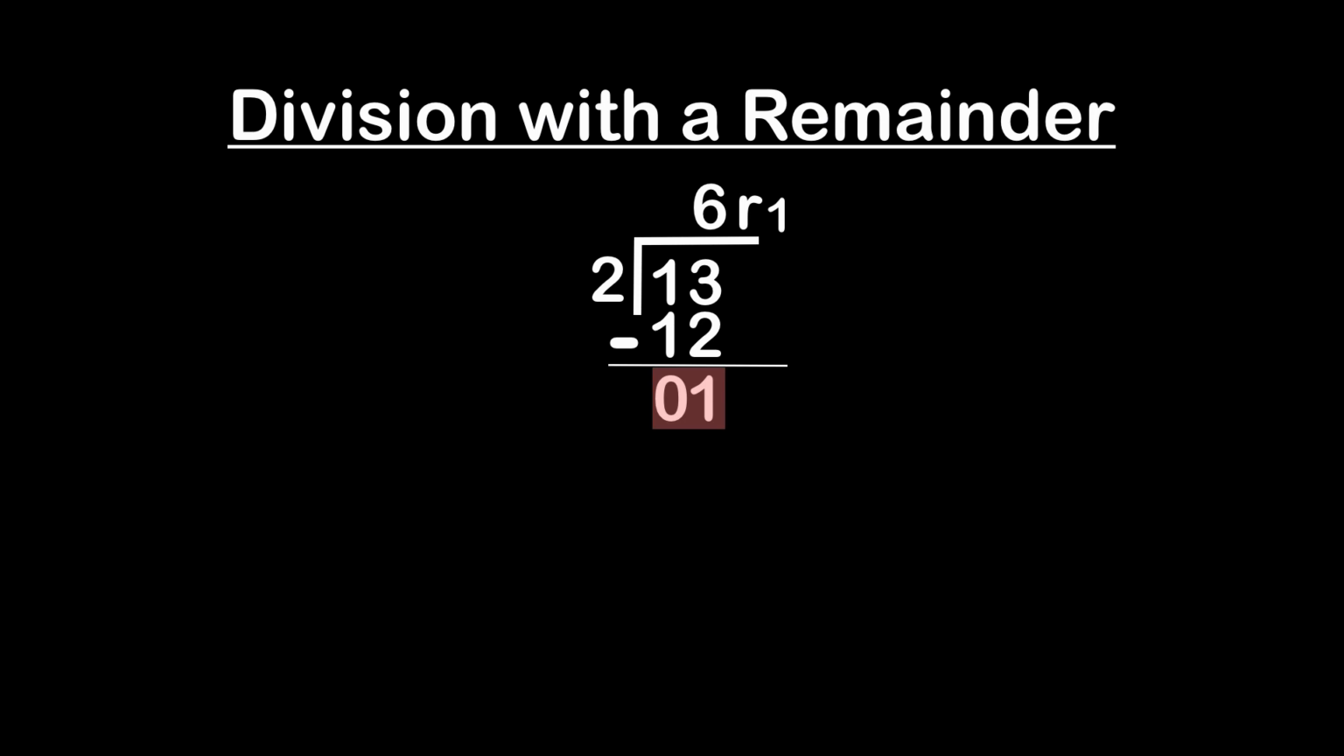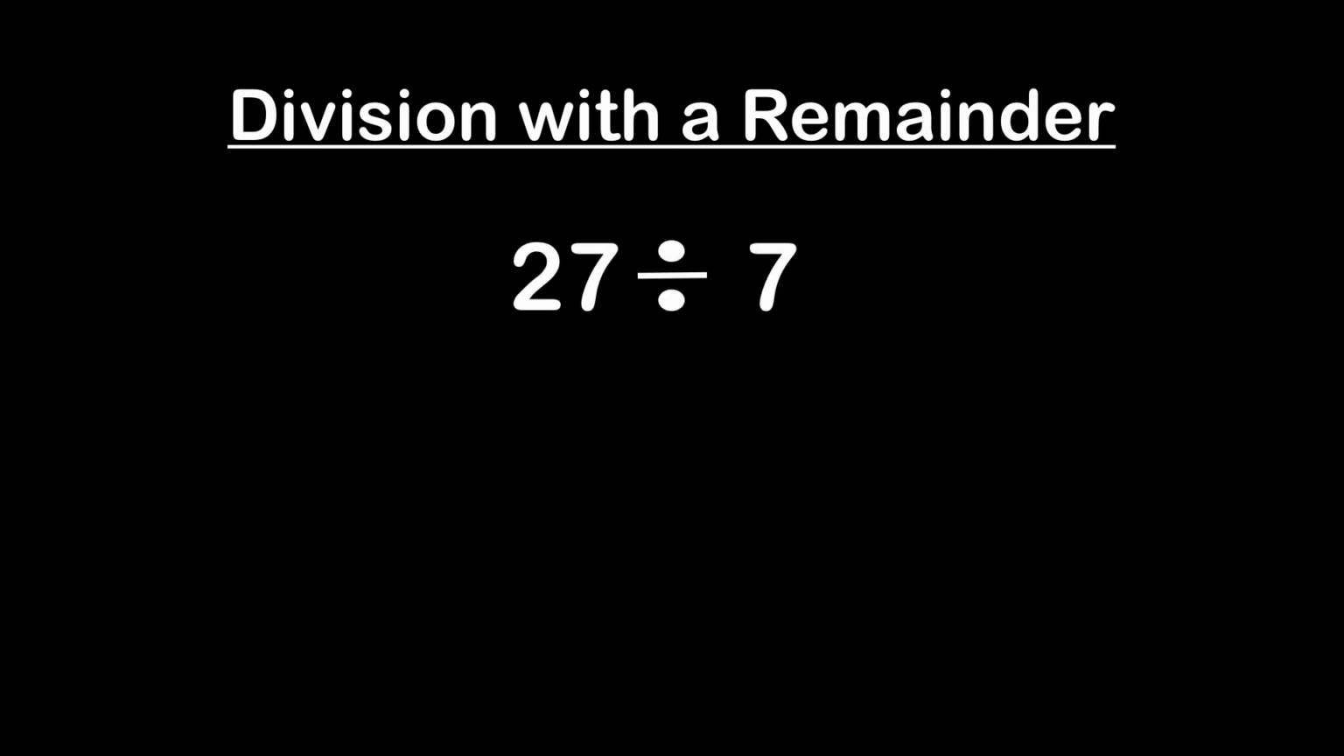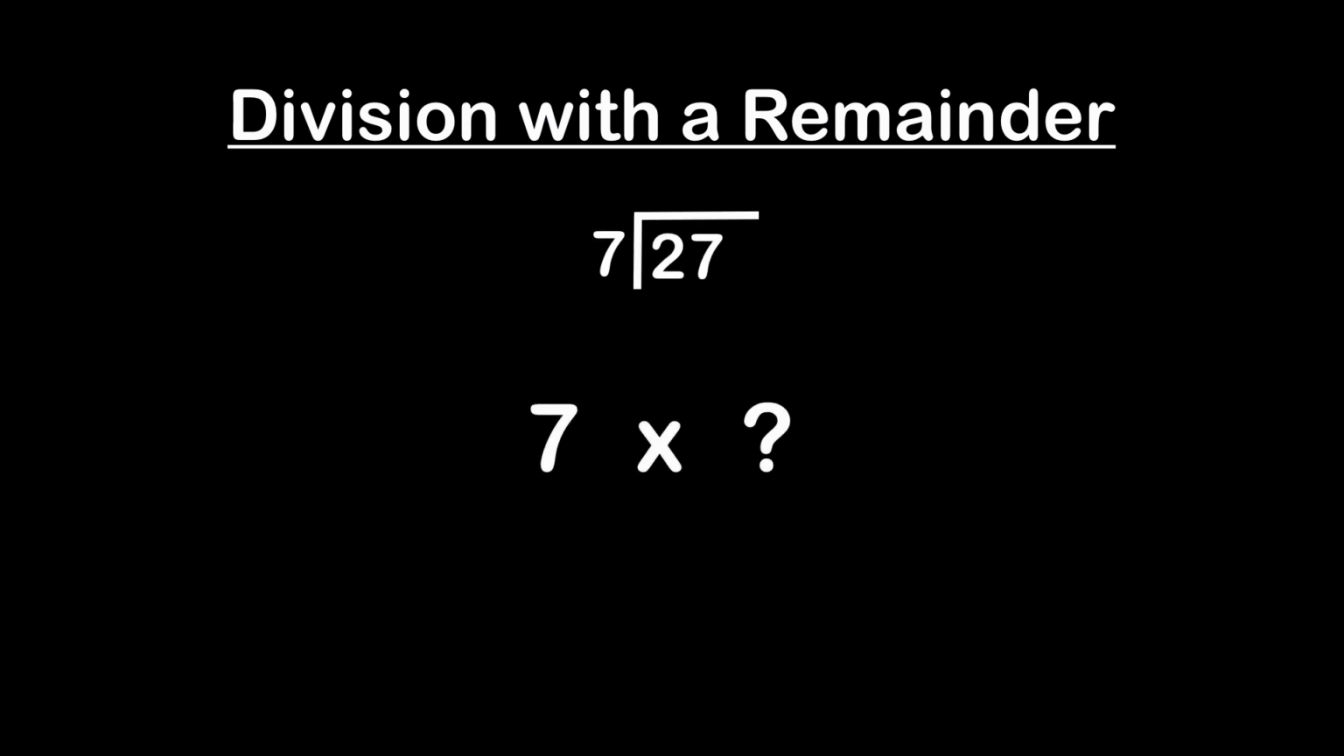So for our last problem, let's take a look at 27 divided by 7. Again, the first question you want to ask yourself is 7 times what number is going to give me 27, or get me as close as possible to the number 27? So let's start at the beginning of our 7's times table and work our way up.